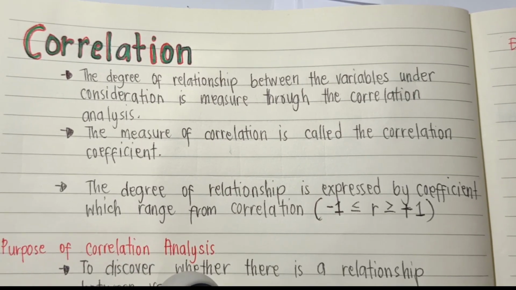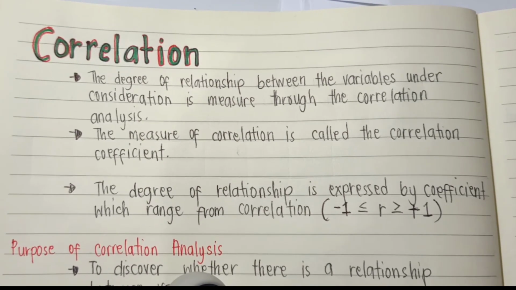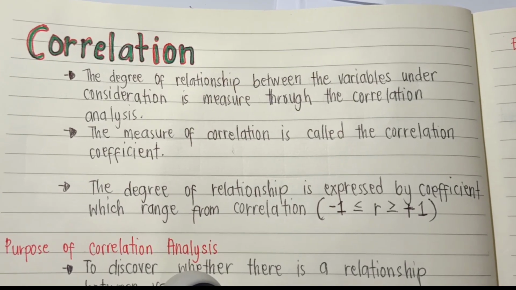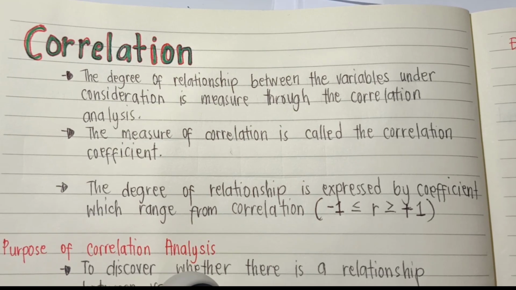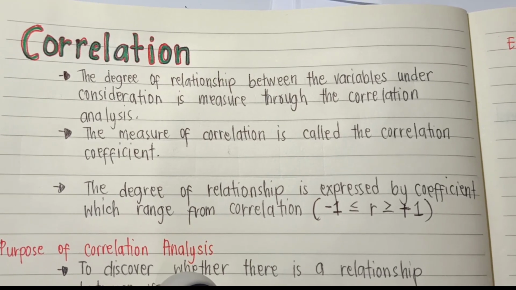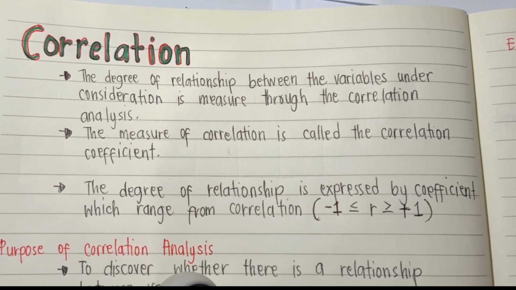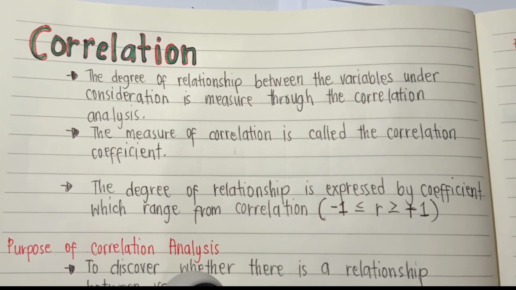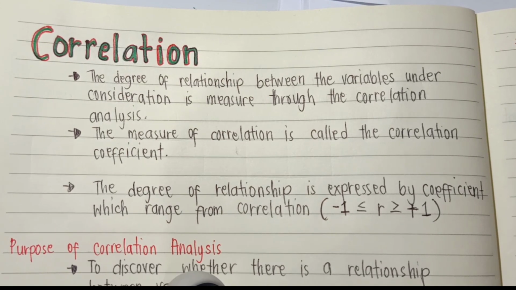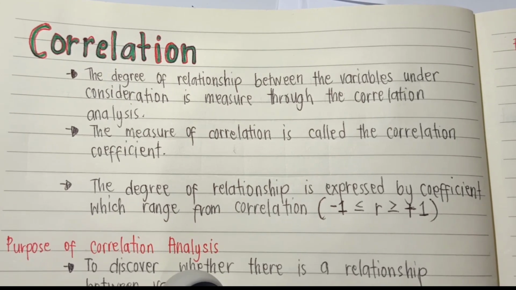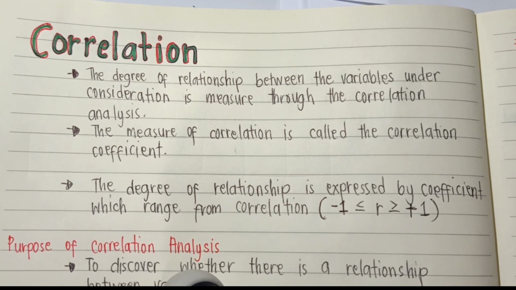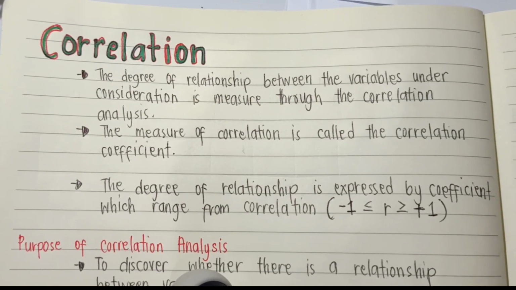Today's video, pag-uusapan naman natin is yung correlation. So when we say correlation, it is the degree of relationship between the variables under consideration, measured through the correlation analysis. And then the measure of correlation is called the correlation coefficient. And last one, the degree of relationship is expressed by a coefficient of correlation.